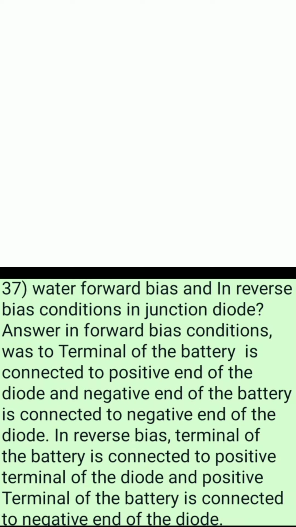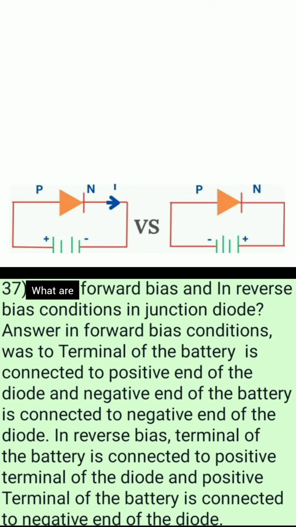38. What are forward bias and reverse bias conditions in a junction diode? Answer: In forward bias, the positive terminal of the battery is connected to the positive end of the diode and the negative end of the battery is connected to the negative end of the diode. In reverse bias, the negative terminal of the battery is connected to the positive terminal of the diode and the positive terminal of the battery is connected to the negative end of the diode.